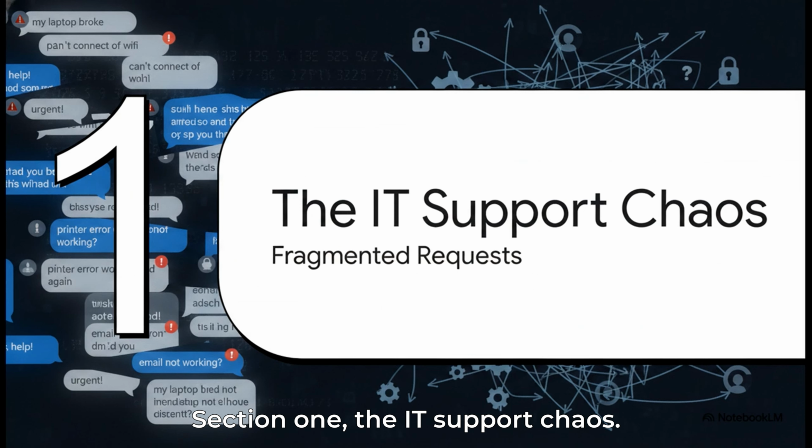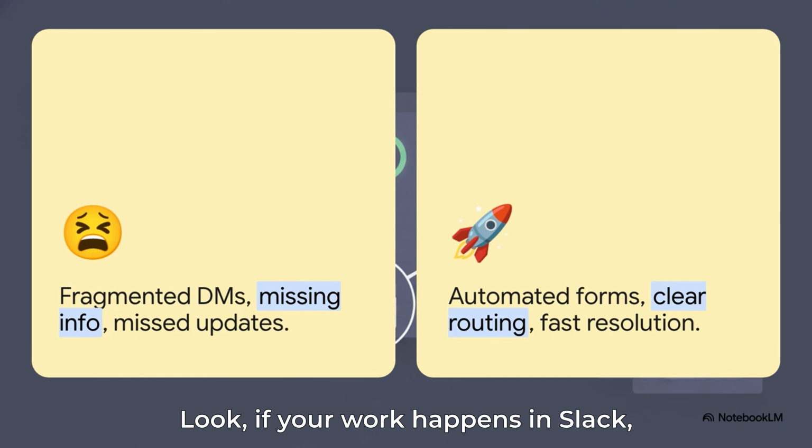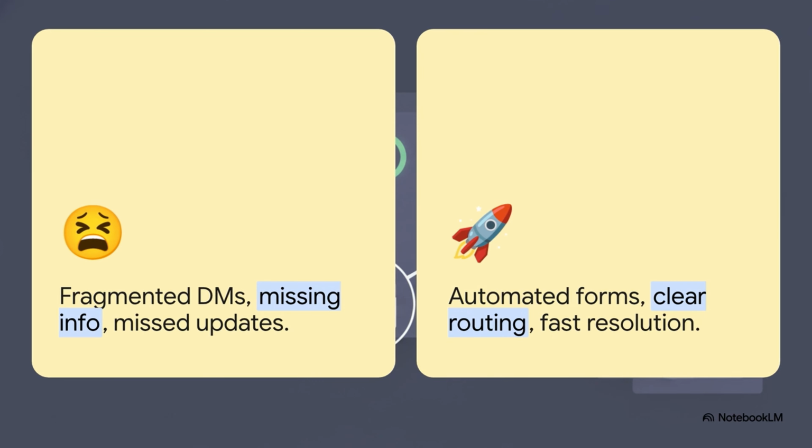The IT support chaos. Look, if your work happens in Slack, you've definitely seen this play out. Support requests come at you from everywhere. Direct messages, public channels, maybe just passing comments. There's no structure, they're always missing key info, and it just creates these massive manual bottlenecks. That before state, it's rough. You've got fragmented DMs, missed updates, and those quote-unquote quick questions that turn into endless, exhausting threads. It totally drains your cognitive energy.